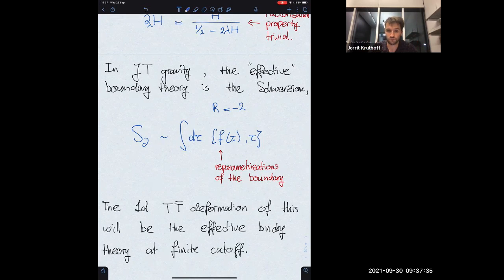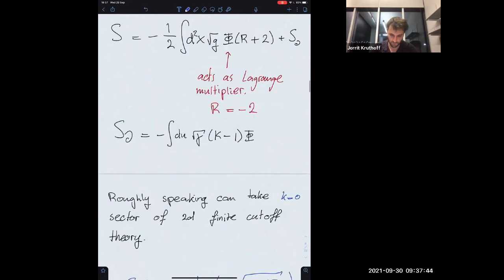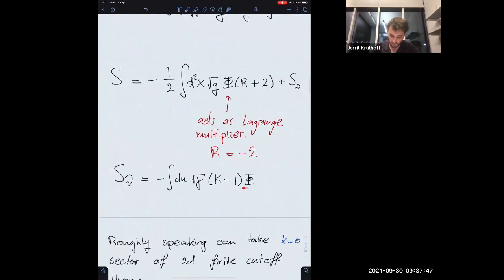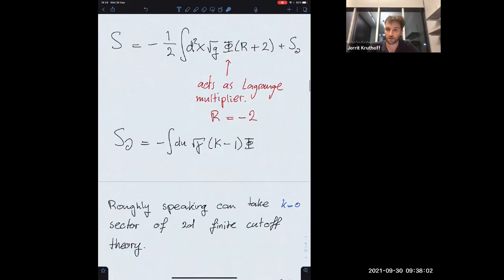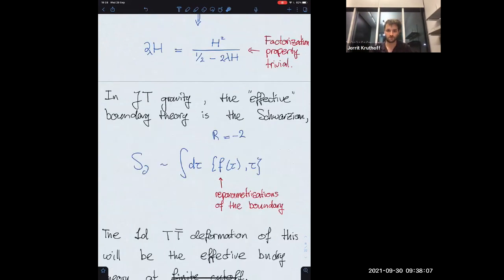If you work through the details, the extrinsic curvature of the boundary, this expression I had written here before, this K-1, precisely becomes the Schwarzschild as I take the boundary to be very large. There are some fluctuations close to the boundary that remain, and the boundary action will be that of the Schwarzschild of the reparameterization.